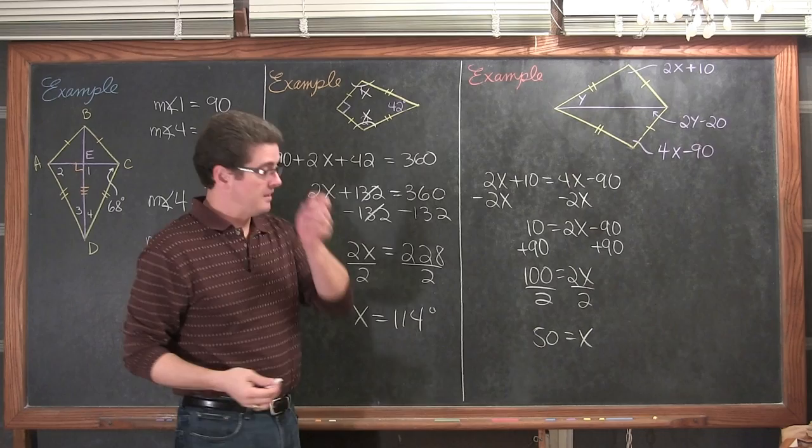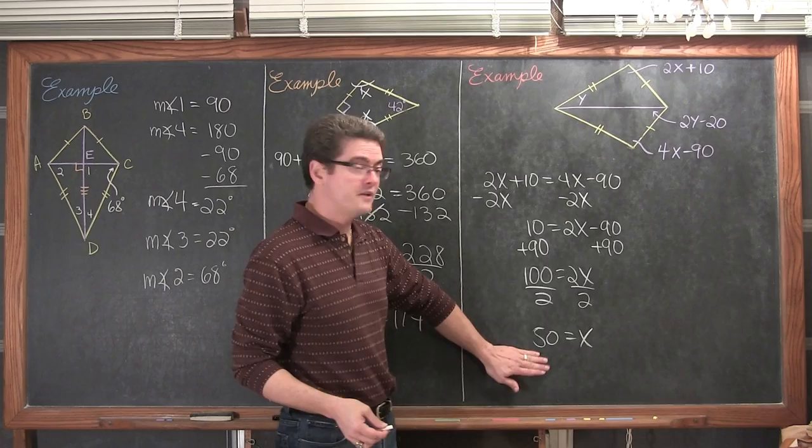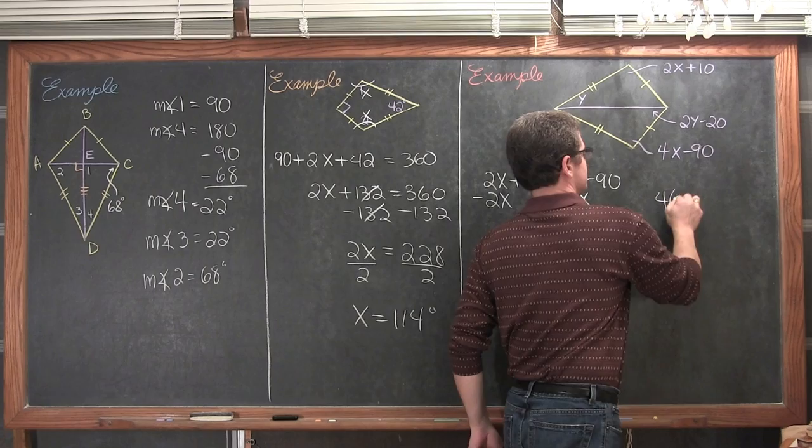I'm going to run out of room, so I'm going to pause this video real quick. I'm going to take this value of 50 and plug it into each of these expressions. Actually, I can fill that in here. 4 times 50 minus 90. 4 times 50 is 200.